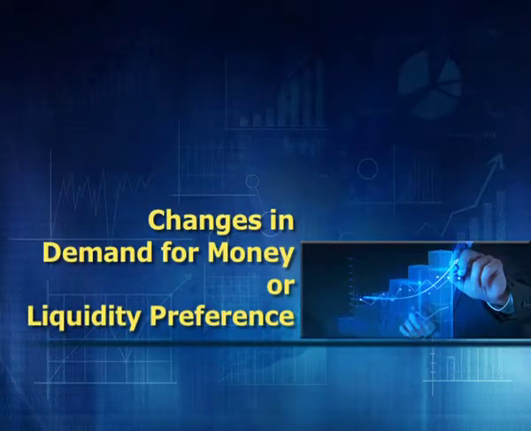Let us now see the changes in the LM curve. Let us understand the changes in demand for money or liquidity preference. Changes in demand for money or liquidity preference bring changes in the LM curve. If there is an increase in demand for money or liquidity preference, then the LM curve will shift towards the left.